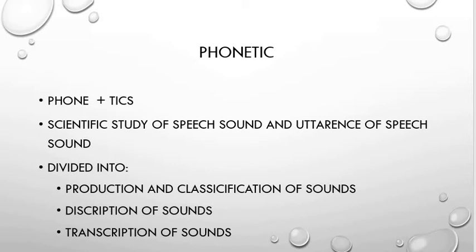The last one is the transcription of sounds. In English there are 26 main alphabets or letters, but sounds are 44. Those sounds are further classified into 20 vowel sounds and 24 consonant sounds. The written pattern of these sounds is known as the transcription of sounds. So this is about phonetics, the kind of things we learn in phonetics. This was about phonetics and phonology.